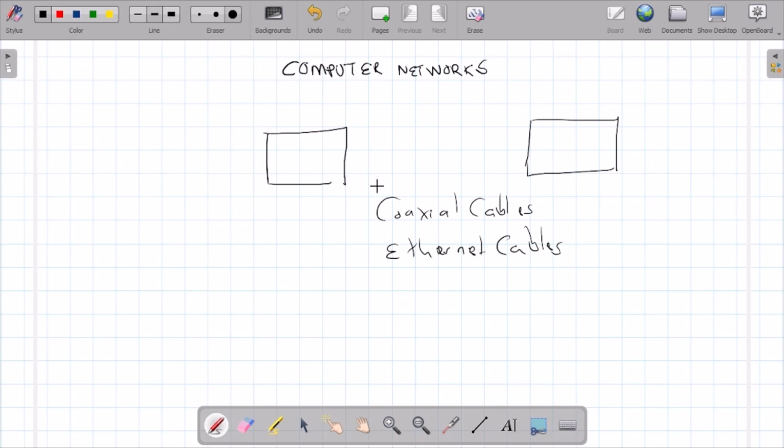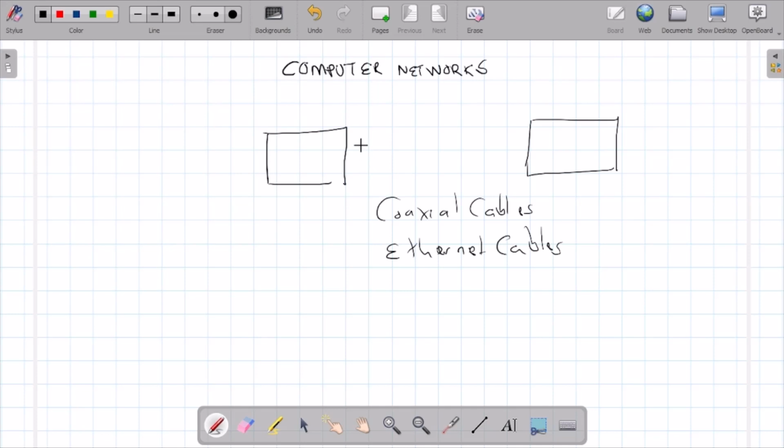All right. Now, here we have two computers. So we can connect them by using coaxial cables and Ethernet cables. Now, these computers form what is known as a network of computers. Now, computer networking is actually the process of connecting these computers to each other via connection media such as the coaxial cables and the Ethernet cables.